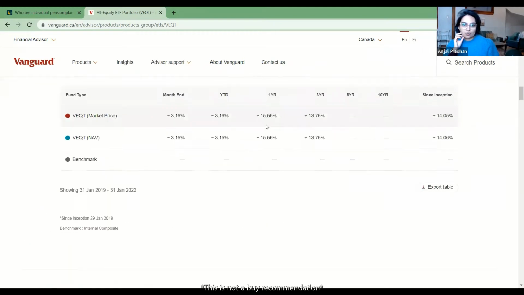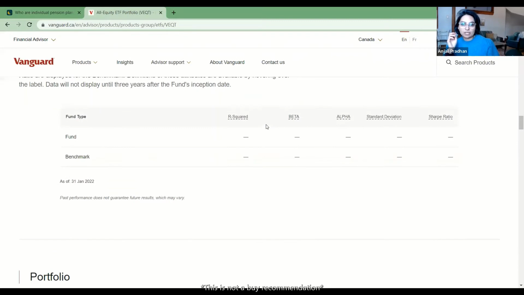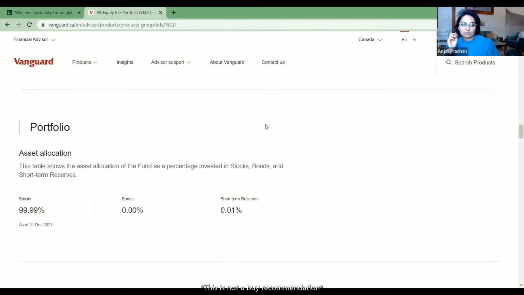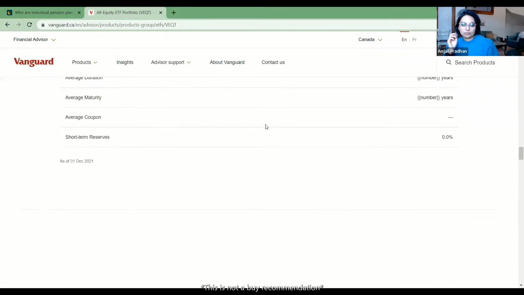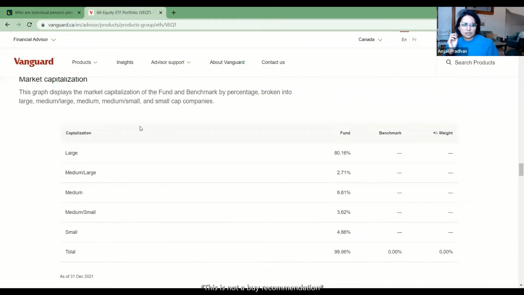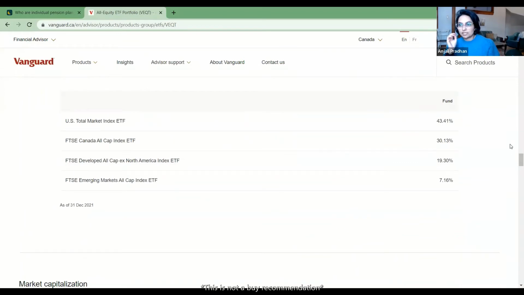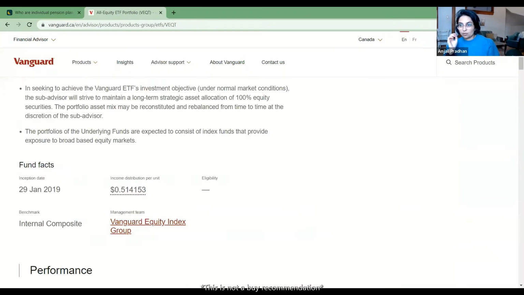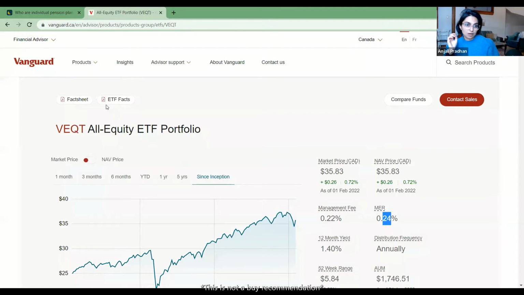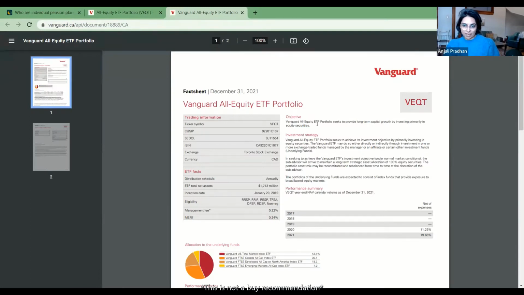Okay, so what does all equity mean for them? A lot of this stuff is very fancy. First things first, we want to find out what does all equity mean for them. And that information is not here. So let's go to the fact sheet. So we're going to look at both of these. Let's look at the fact sheet. Every fund has a fact sheet, something with just the high level information.